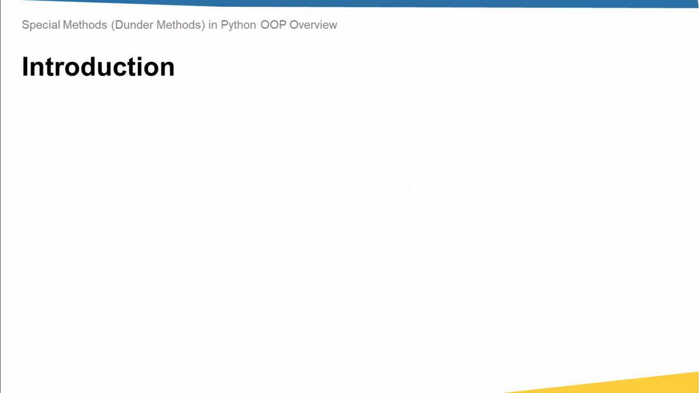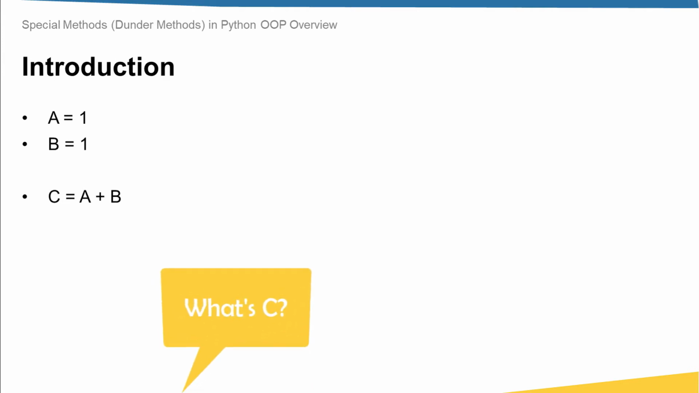Before we start talking about lectures and learning objectives, let me ask you a quick question. Let's say you have a variable a equal to 1, and another variable b equal to 1. After that, I say c equal to a plus b. If I ask you what's c, you will simply say it's 2. Because when we have two variables of type integer and use the plus operator, we are simply adding one number to the other.